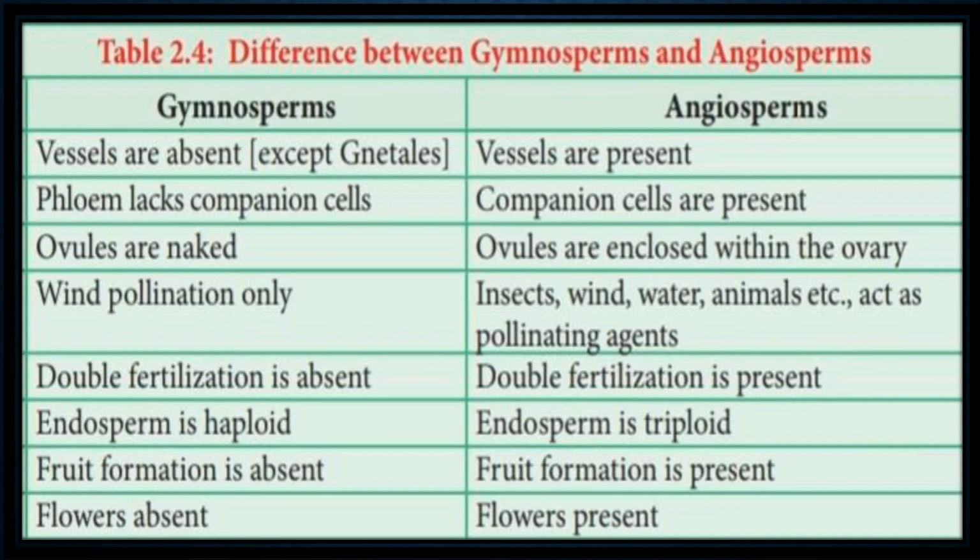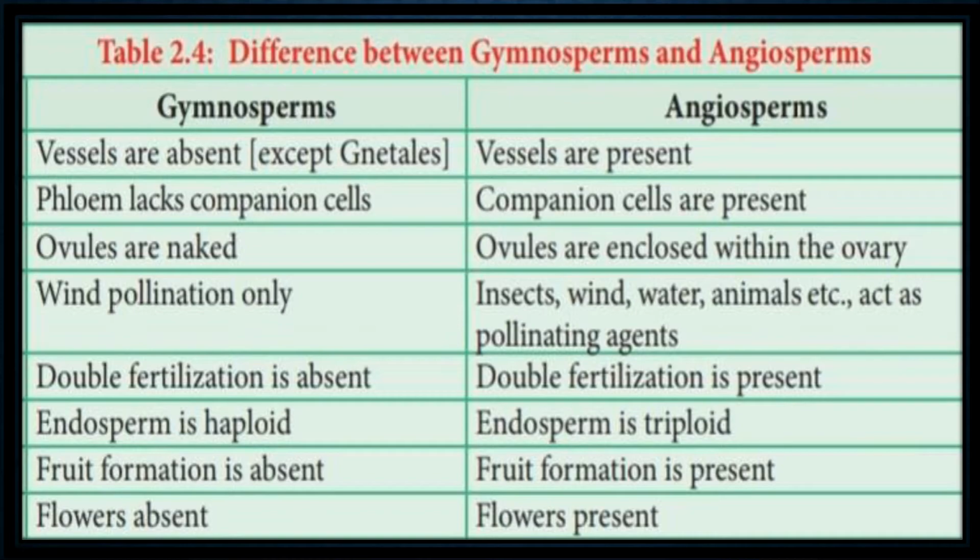In angiosperms, all have vessels. Xylem vessels are present. Phloem lacks companion cells in gymnosperms, whereas angiosperm phloem has companion cells. Gymnosperm ovules are naked. Ovules are enclosed within the ovary in angiosperms. In gymnosperms, pollination takes place only through the wind, that is, anemophily alone, whereas in angiosperms there are various agents of pollination like insects, wind, water, animals, etc. In gymnosperms, double fertilization is absent. In angiosperms, double fertilization is present.